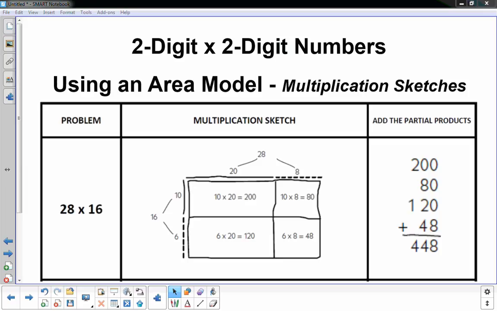Hello, this is Mr. Knowles, and this math video focuses on two-digit times two-digit multiplication using an area model or a multiplication sketch. Below is an example. Most parents are familiar with the standard algorithm. That's what I learned when I was a child.